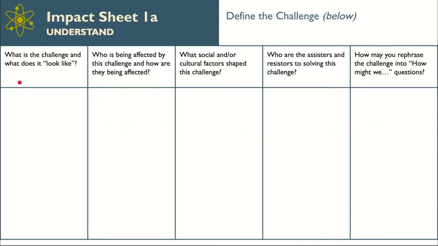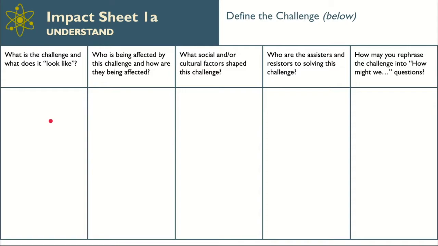You can take a look. We have the questions, and they'd be putting their answers right over here. What is the challenge, and what does it look like? Who is being affected by this challenge, and how are they being affected? What social and or cultural factors shape this challenge? Who are the assisters and resistors to solving this challenge? And how might you rephrase the challenge into a how might we challenge statement?